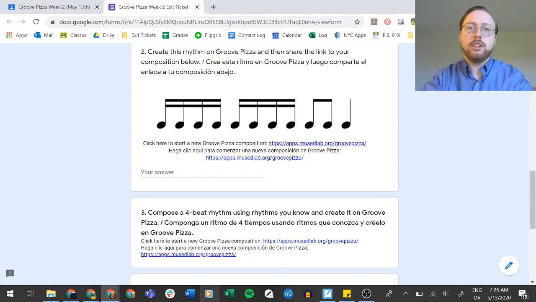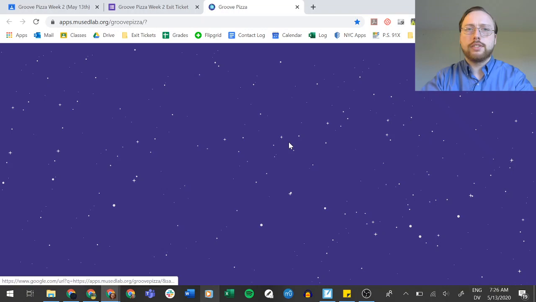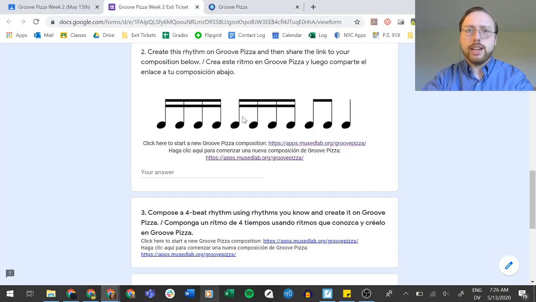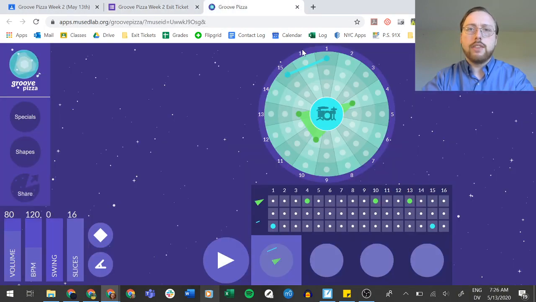So it says, click here to start a new Groove Pizza composition. I'll click on that link. And notice it gives me the basic one. And I'm going to recreate tikka tikka, tikka tikka, ti, ti, ta. So that means I'm going to take everything away. And I want to recreate something on this sound. So let's say I want 4 sounds, 4 sounds, 4 sounds, 4 sounds. How would I do that?